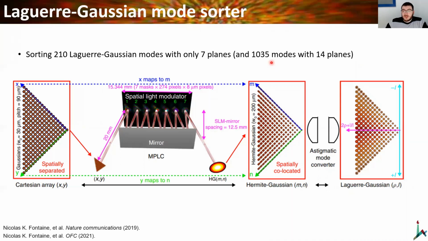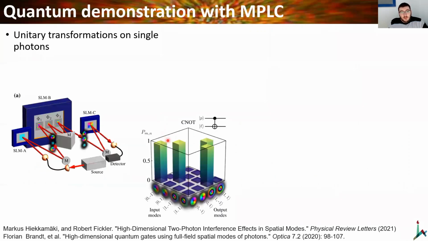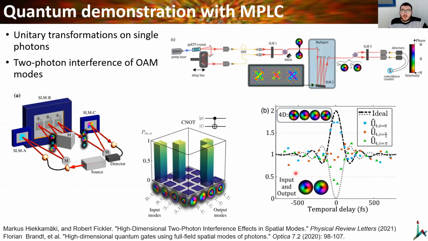So comparing to something on the order of 10 modes that is possible with integrated circuits, this could be an interesting tool. And indeed, people have used it also for the quantum domain. The group of Robert Fickler used, for example, MPLCs to perform unitary transformations on single photons, and also to study two-photon interference of photons in the orbital angular momentum degree of freedom.